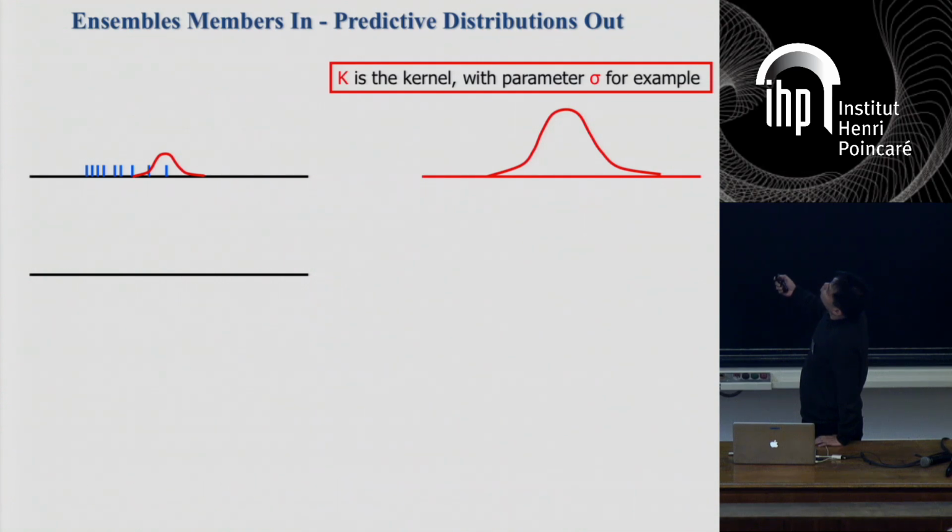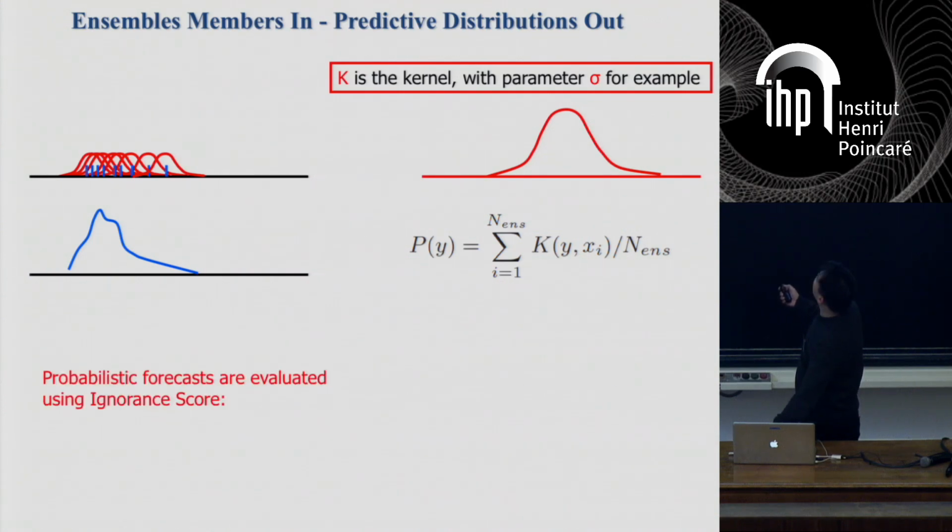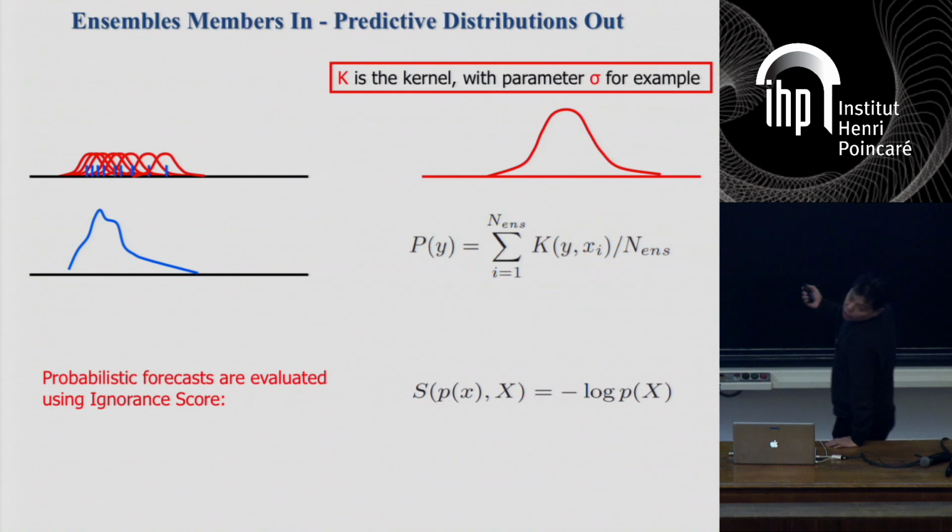Here we have a bunch of ensemble members, which are the blue bars, and we put a Gaussian kernel on each of them. Eventually, we generate a PDF, which is not a Gaussian distribution, right? And to evaluate them, we would like to use probabilistic skill scores. If you're interested, there is a whole literature about using proper skill scores to evaluate probabilistic forecasts.